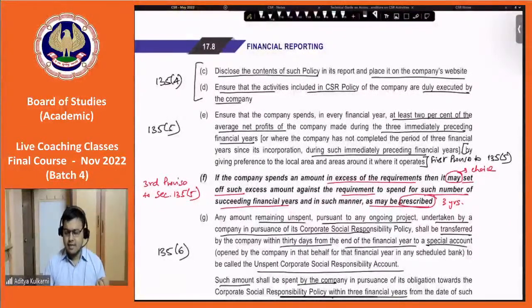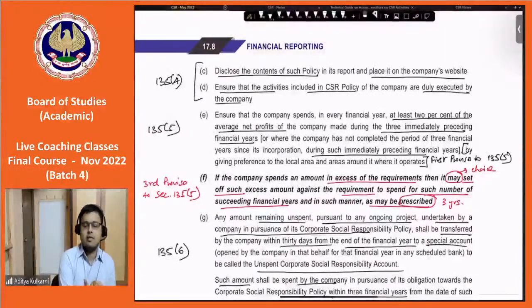135.1. Indicators are given. If the indicators are fulfilled, then we have to constitute a CSR committee. 135.2, disclose the composition of the CSR committee. 135.3, what should the CSR committee do? It will tell where you can spend, and how much to spend. It will formulate and recommend where to spend, how much to spend, and monitor the CSR policy. 135.4, what should the board do? The CSR committee will give the policy to the board. The board should ensure that it discloses the policy and ensures implementation. That is the function of the board.